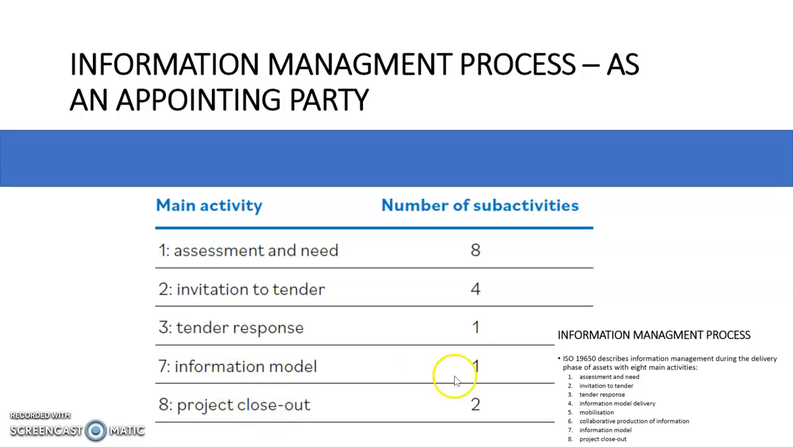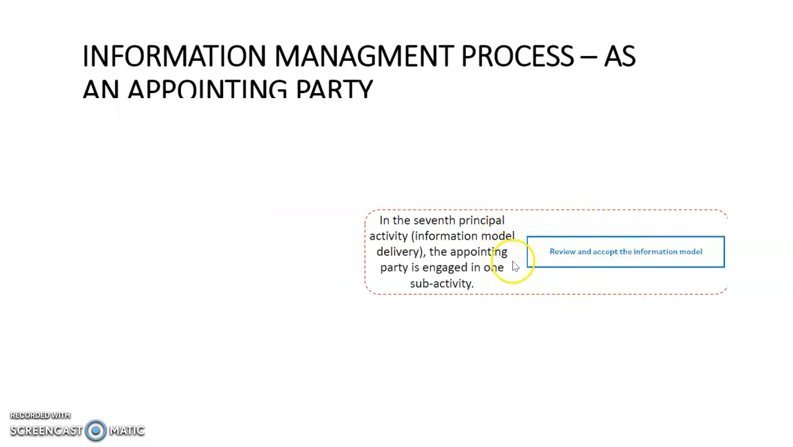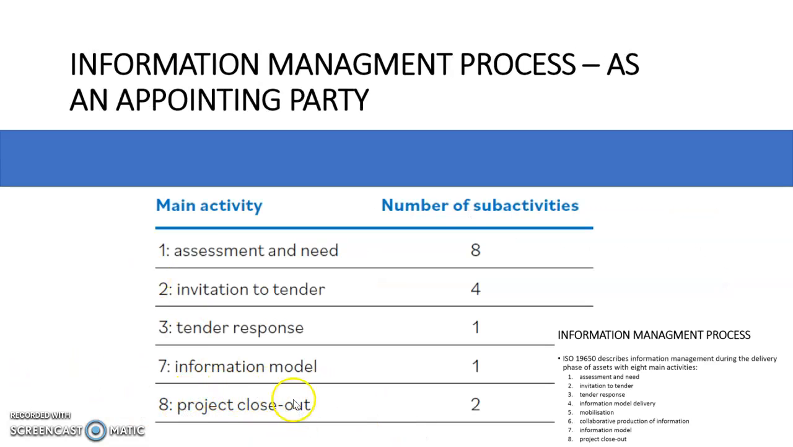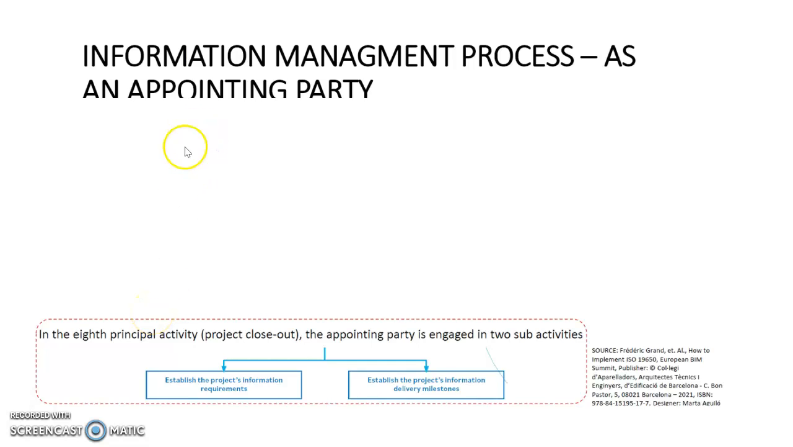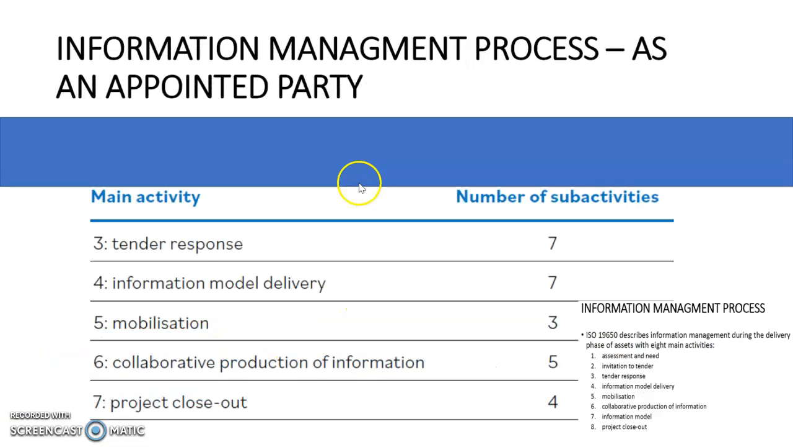In the information model stage, he has 1 sub-activity to undertake in this particular ISO standard. He will need to review and accept the information model. In the project closeout stage, the appointing party has 2 sub-activities to undertake. The appointing party will need to establish the project's information requirement and establish the project's information delivery milestone in this project closeout stage.